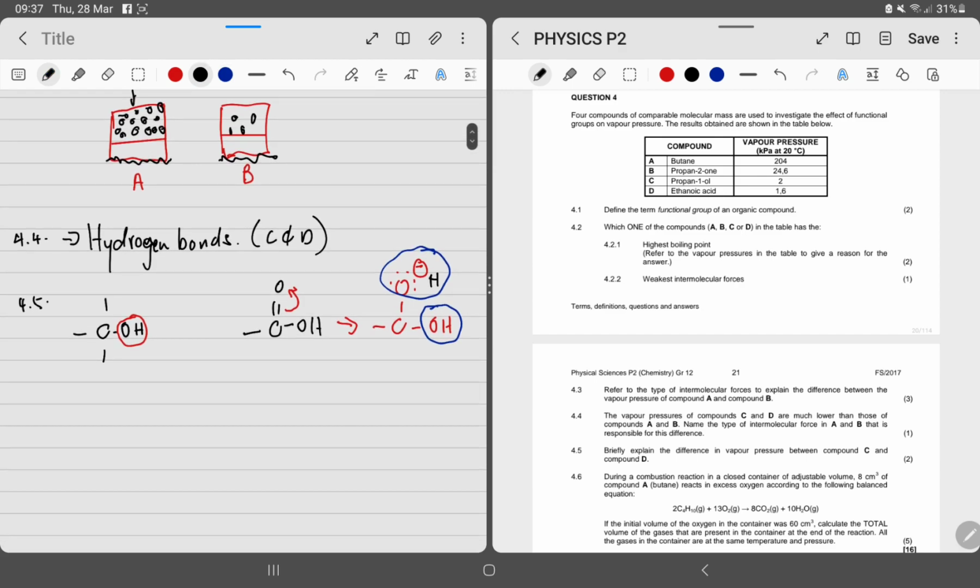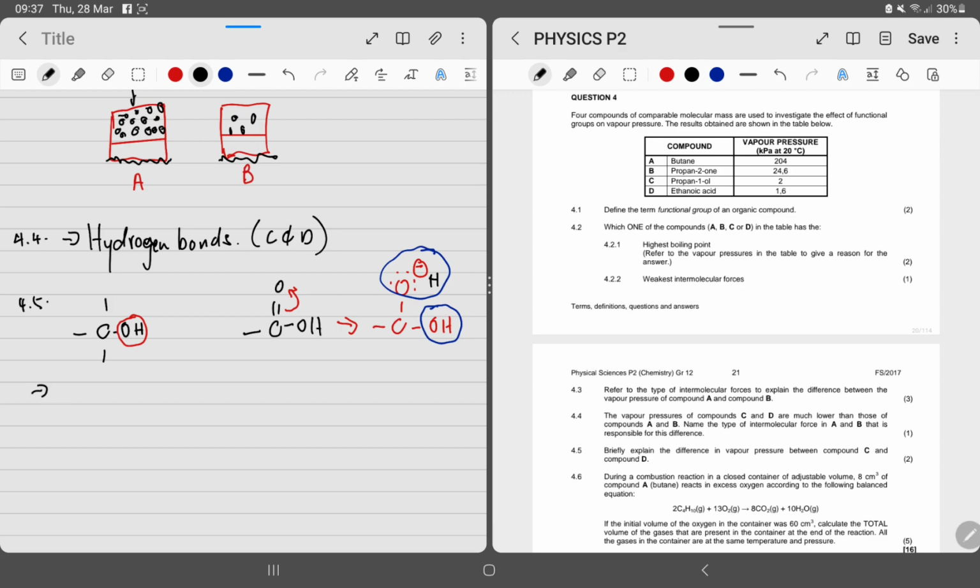So it means that for D, you have two possible sites for hydrogen bonding, while for C, you only have one, which is why D has what? Has the lowest vapor pressure. So it means that it has the highest what? The highest boiling point.